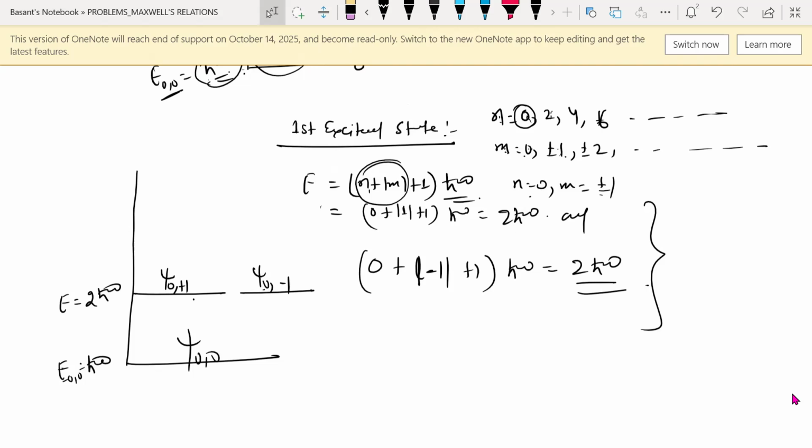So there are two degenerate states there. So the degeneracy goes to 2. Here degeneracy is 1, only 1.